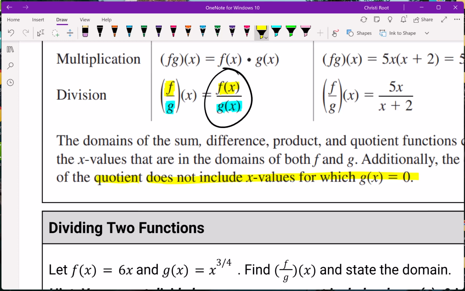So if you're dividing by g of x, that means g of x can't be 0. So if there is an x value that exists in the second function that you're dividing by, and it makes a 0, you can't use it in the domain.